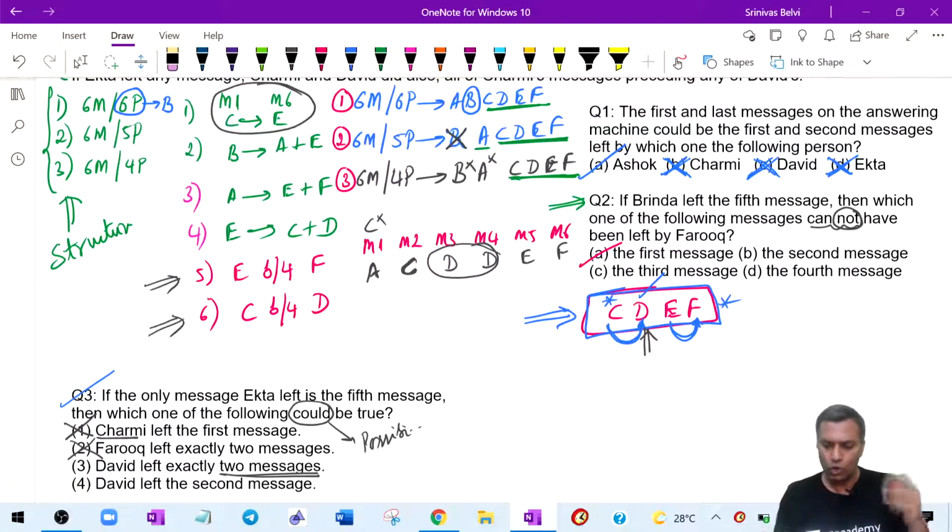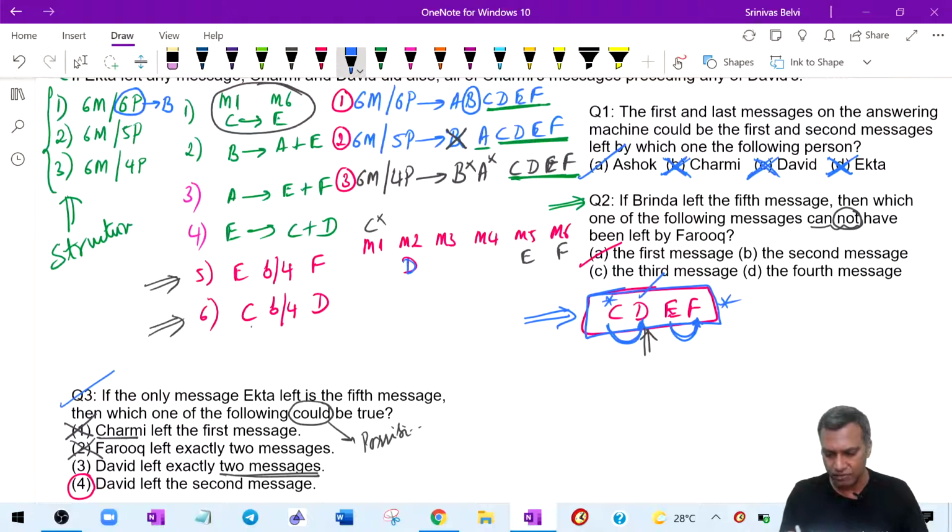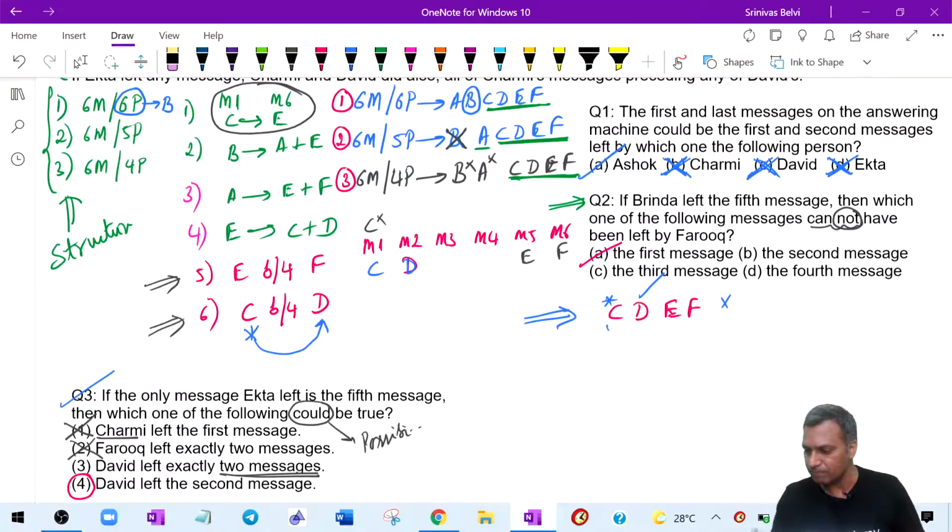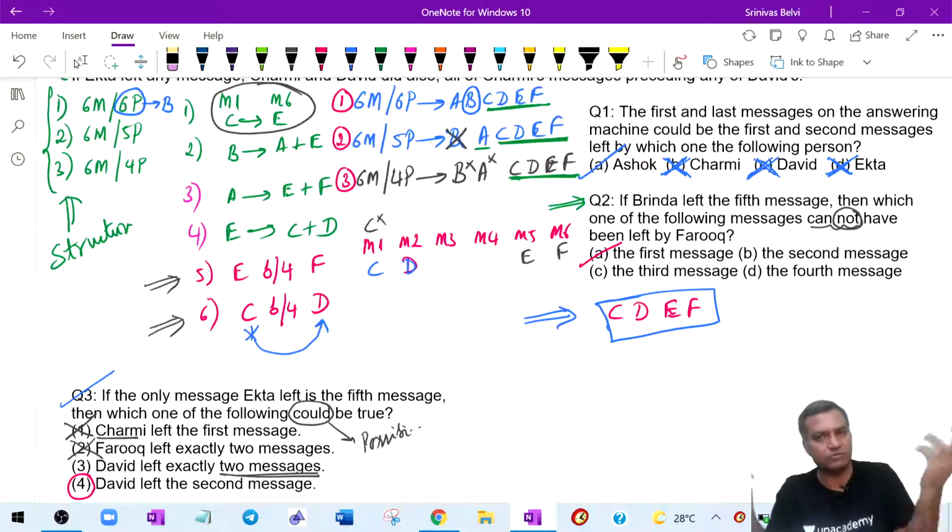Possible, that is possible. If I want to go with the elimination technique, try and see the fourth one, eliminate. David left the second message. That is not possible, because if David leaves the second message, the first message should be by C, because all messages of C should come before D. C has to come because these are the four mandatory people. We already understood that without C, D, E, F, this messaging machine is incomplete.